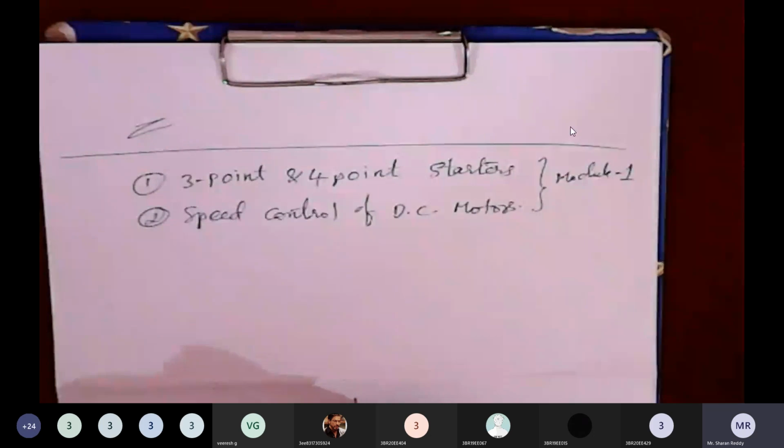We are left with only one topic in Module 3, if I'm right. So, only the induction generator is to be covered. That I will do in some other class.